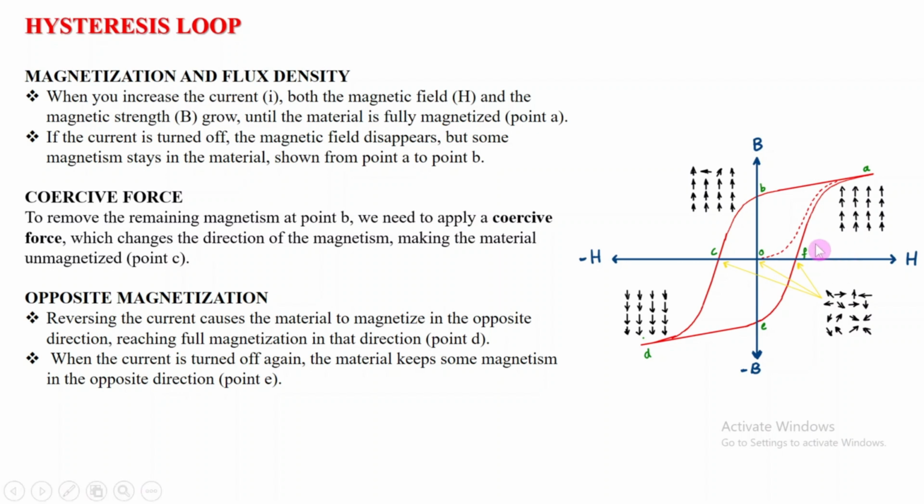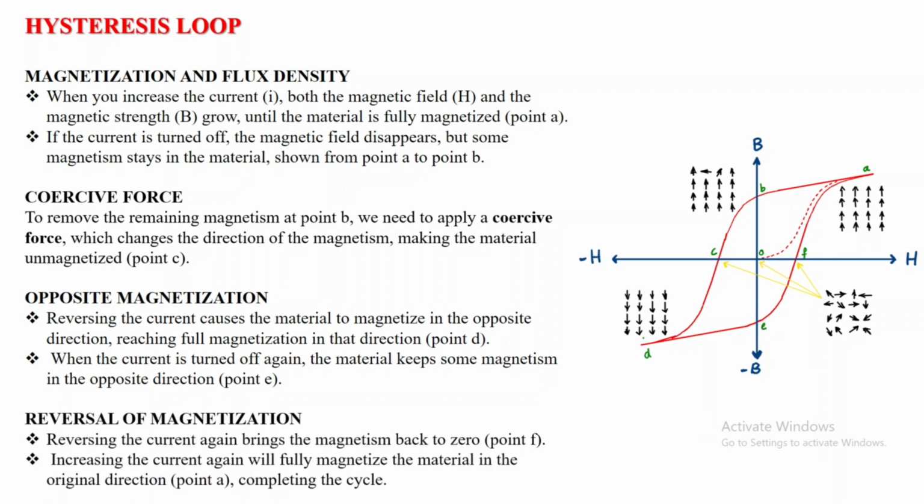Now for the opposite magnetization, we reverse the current, which causes the material to magnetize in the opposite direction, reaching full magnetization at point D. When the current is turned off again, the material keeps some magnetism in the opposite direction. A reversal of the current again brings the magnetic field towards zero at point F. Increasing the current again will fully magnetize the material in the original direction, up to point A.